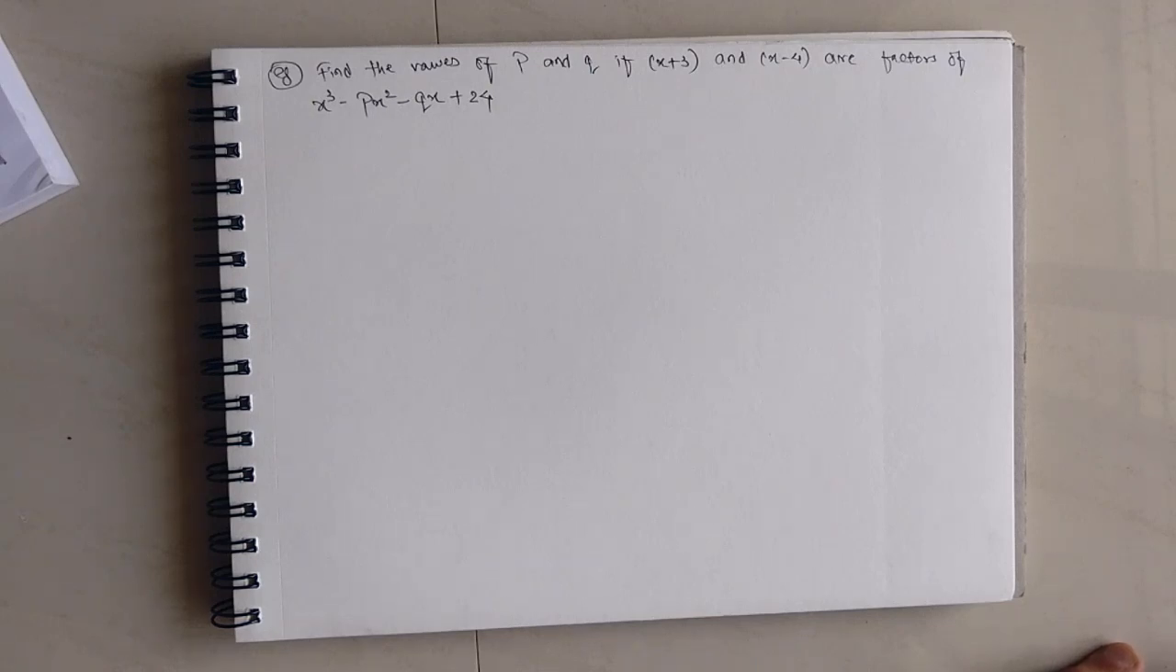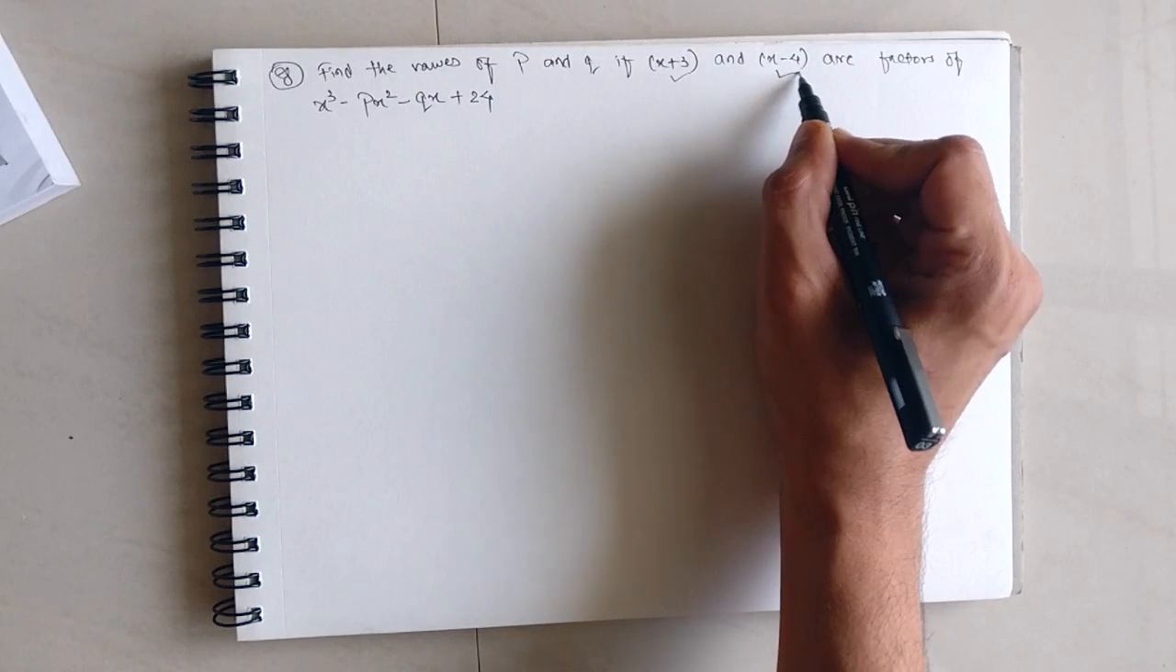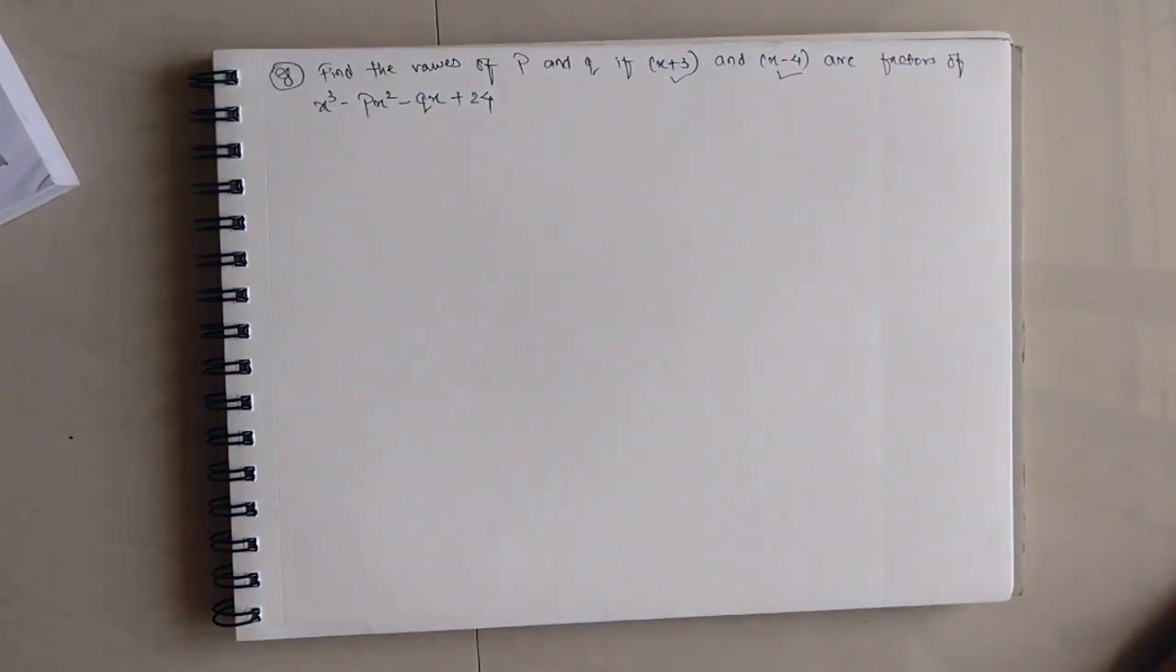Okay, so what we are going to do is, we know that these two are the factors. So we are going to put the values of x one by one in the given equation, and let's see what happens to the equation. Whatever happens to the equation, we'll come to know that how to find the values of P and Q. Let's find it.